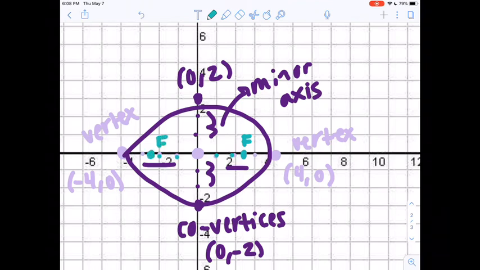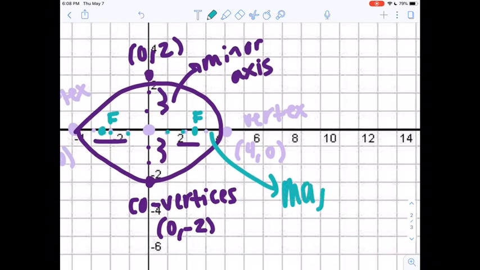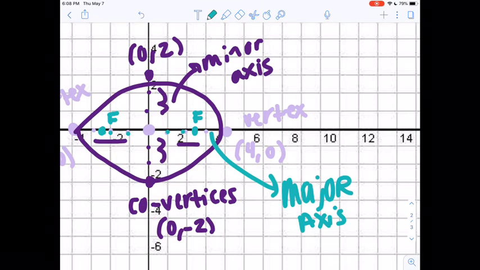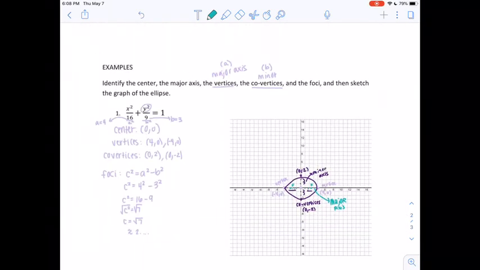Now remember, this is the longer axes. This is the major axes. That's where you count your foci. Okay, your foci are always on the longer axes, so you have to be able just to identify the major axis. Okay, and there's your ellipse.